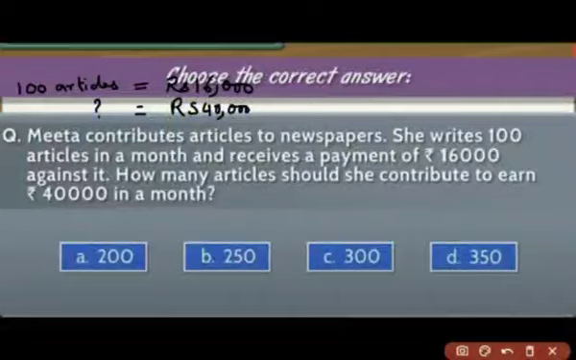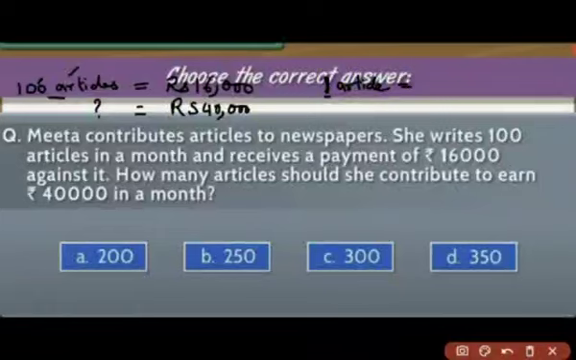So first of all, if you go by the unitary method, let me find the cost of one article she writes. Okay, so for 100 articles, it is 16,000. If I want the cost of one article, note this difference: 100 articles is more, one article is less, so we are coming from big to small, from 100 articles to one article.